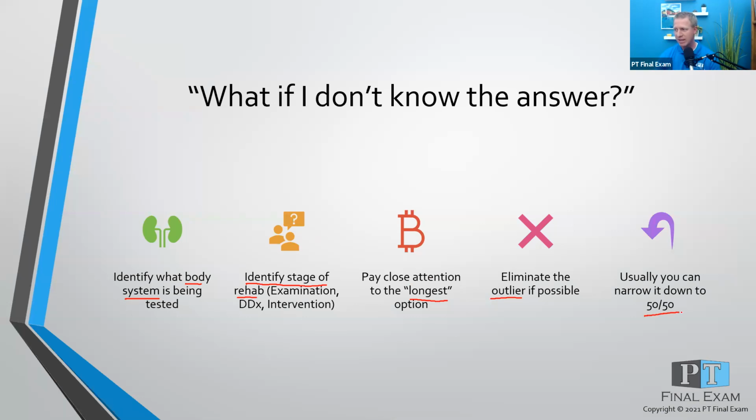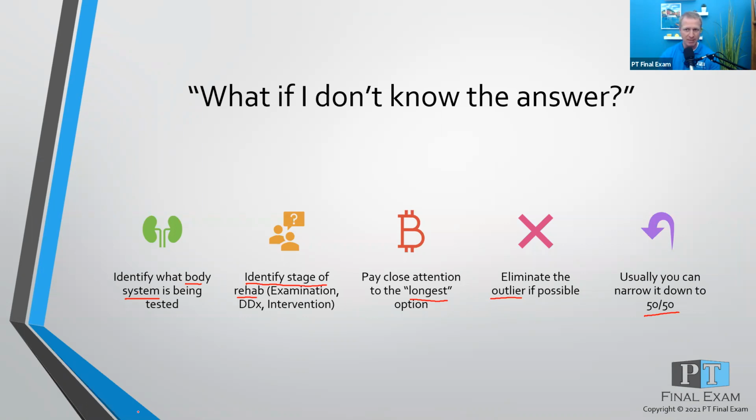And then if you can narrow it down to 50-50, at that point it is just a guess. But again, look for the lengthiest answer option. Look for what your gut tells you or your intuition leads you towards. If you can narrow it down to 50-50, identify the body system, the stage, or the characteristics of the rehabilitation phase you're in, then that helps guide you even farther to making a more educated guess.